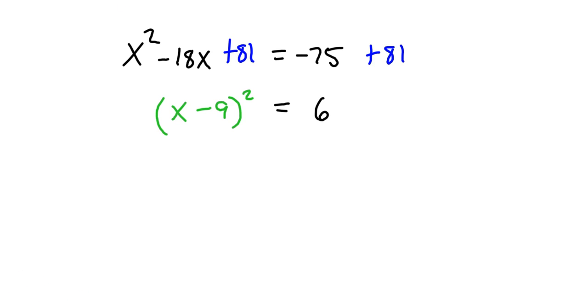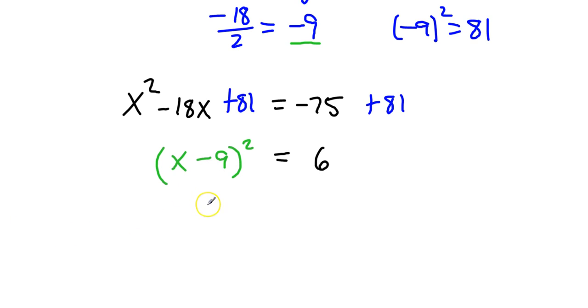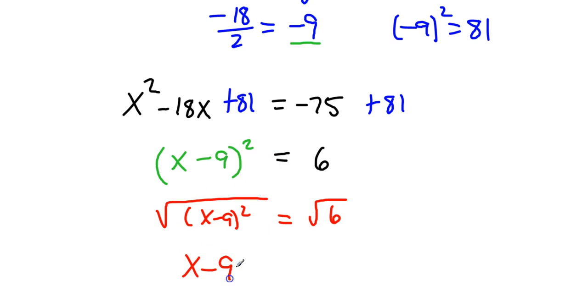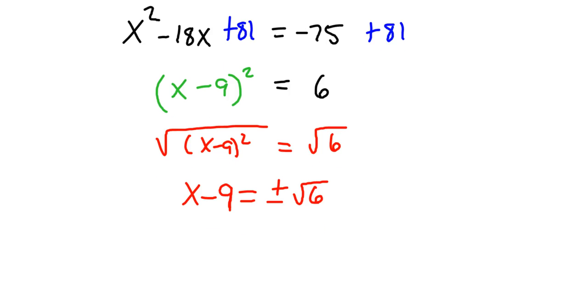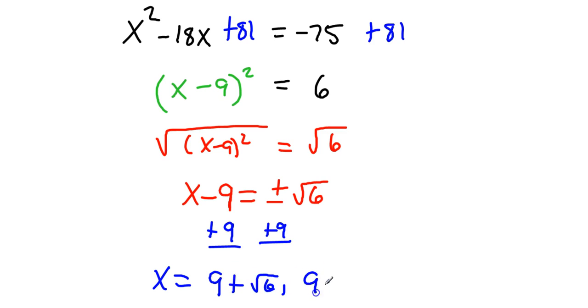So then we'll square root both sides. And again, the square root of x minus 9 squared is just x minus 9. 6 is not any farther that you can break it down, so that would just stay like it is. It's a plus or minus the square root of 6. And then one more step, add the 9 to both sides. So x will equal 9 plus the square root of 6, and also 9 minus the square root of 6.